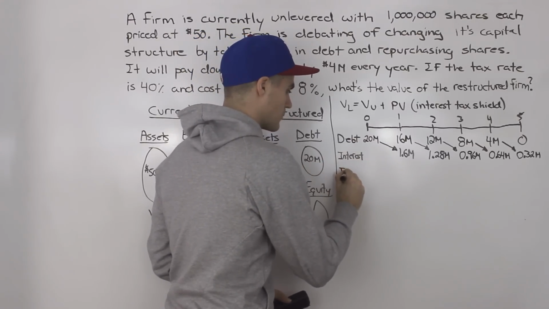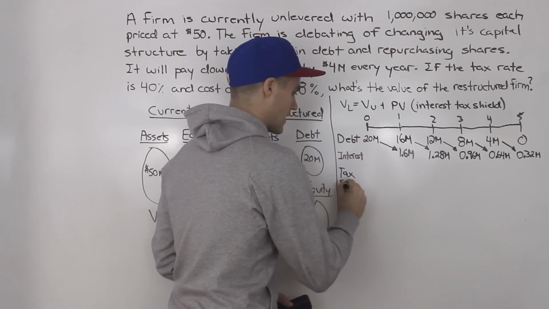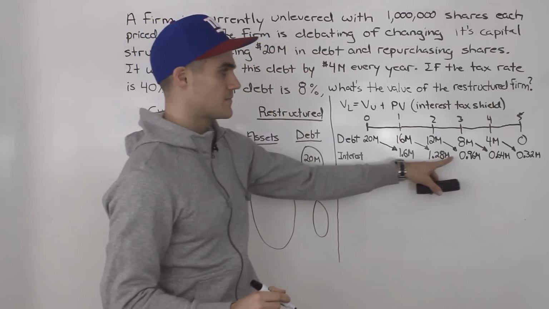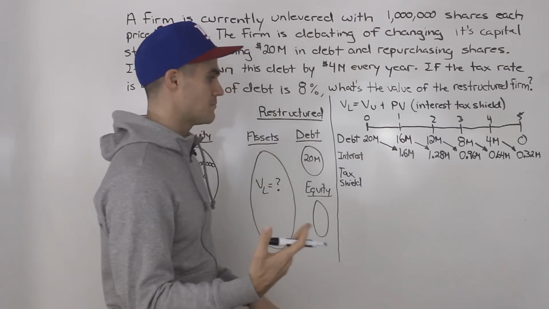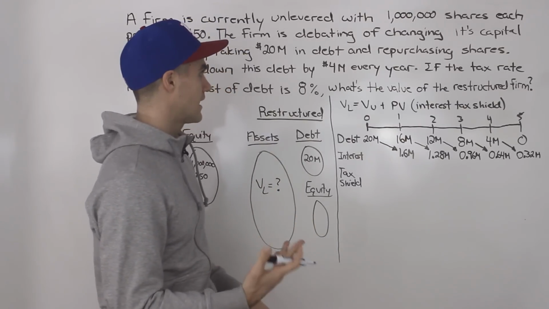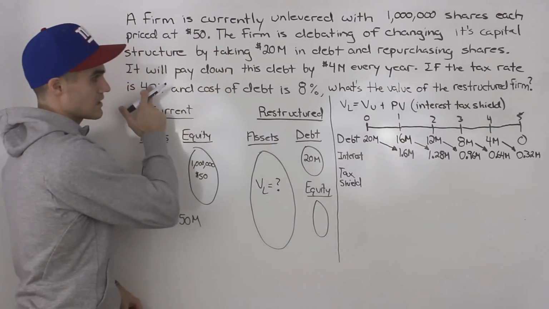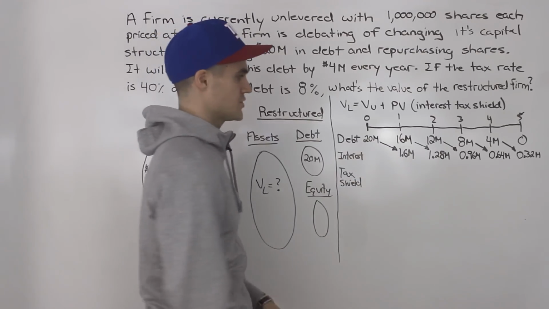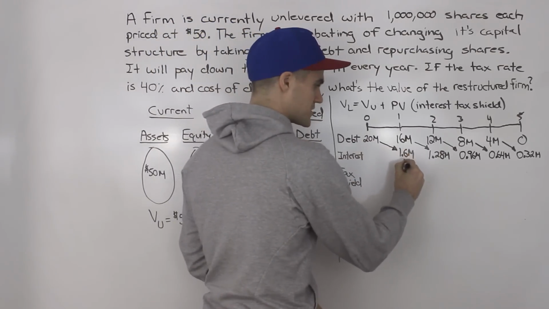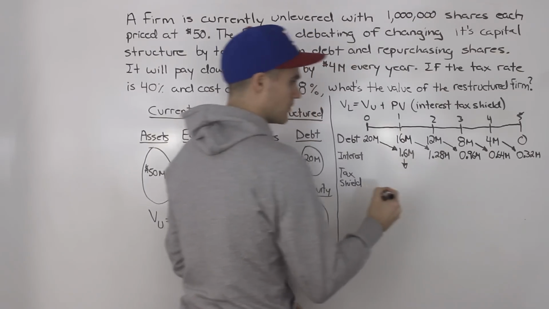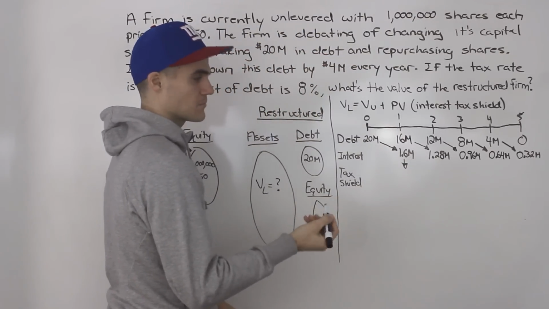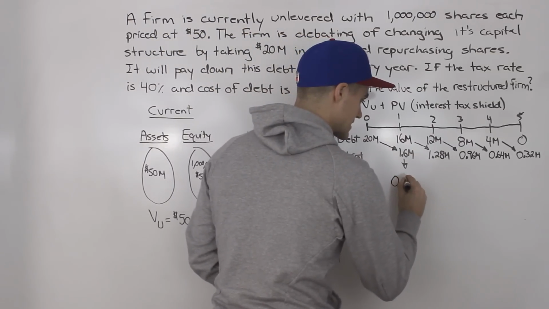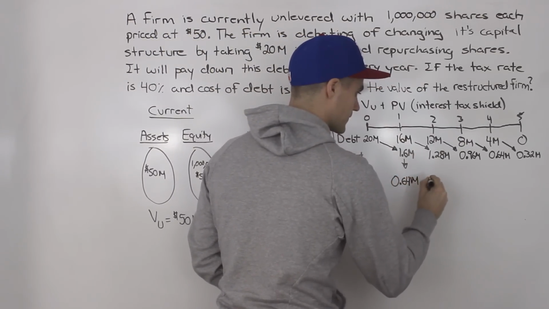Well, if you remember from part 1, how do we calculate the tax shield? We take that interest expense each year and multiply it by the tax rate. And the tax rate in this case is 40%. So to calculate the tax shield for that first year, we would take that interest of 1.6 million and multiply it by 40%, by 0.4. And when we do that, we end up getting 0.64 million.